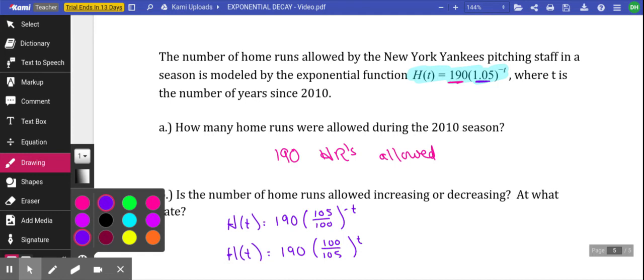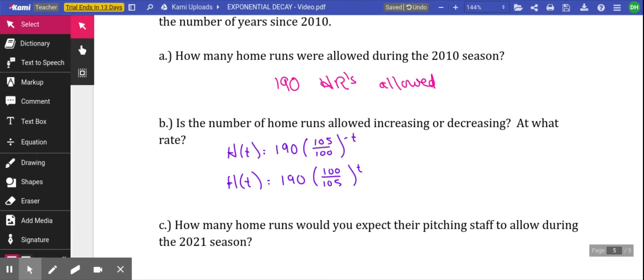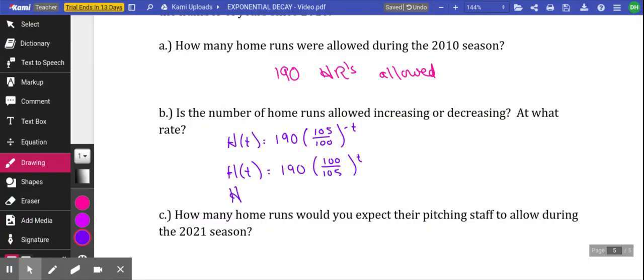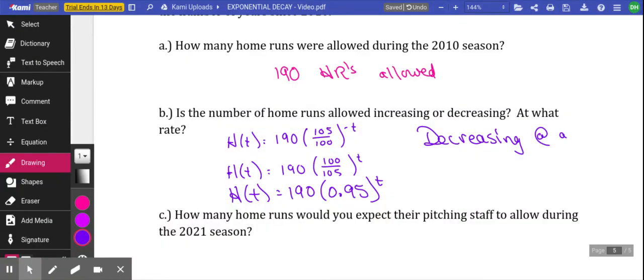And maybe we'll just express that as a decimal, since it's easier to do as a decimal, 100 divided by 105. And I'm going to round this to 2 decimal places for convenience's sake. So we've got 0.95 raised to the t. So I'm actually going to say the number of home runs is decreasing at a rate of 5% per season or per year.